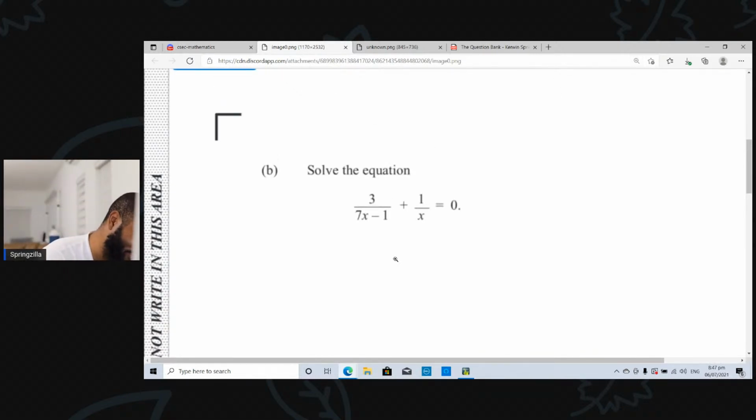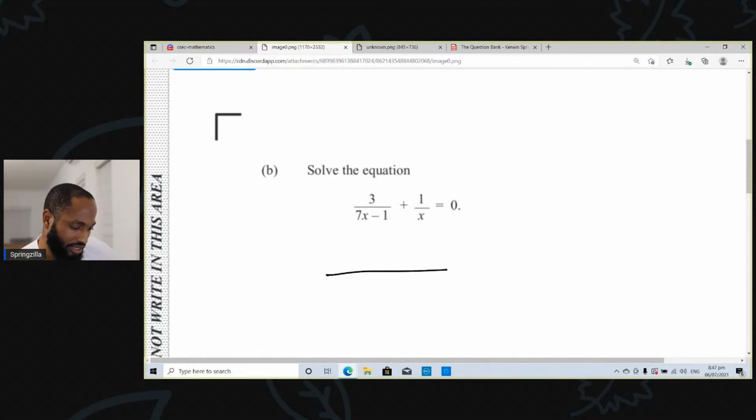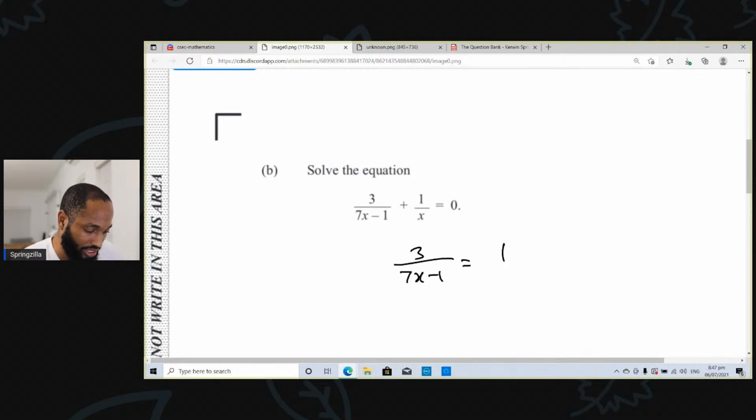Let's do this one. Okay, so this was one of the requested questions. 7x minus 1 over x. Wait, I'm not going to do it like this. What you can do with this question is bring across this on this side and do a cross multiply. So this could be 7x minus 1 is equal to negative 1 over 3x. So then you can cross multiply like that, and you'll end up with 3x by negative 1 by 7x minus 1.